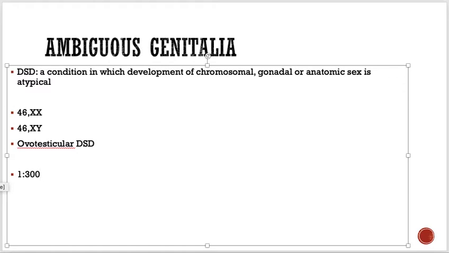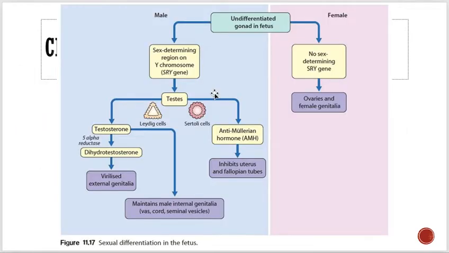Now, I will talk about this one again. Back to this one. So, if I talk about 46XY, of course the Y chromosome is there. But what happens in these babies? They have an inborn error of testosterone biosynthesis.